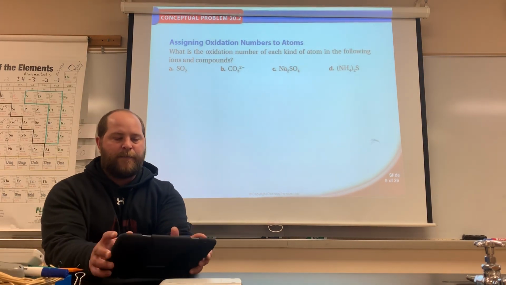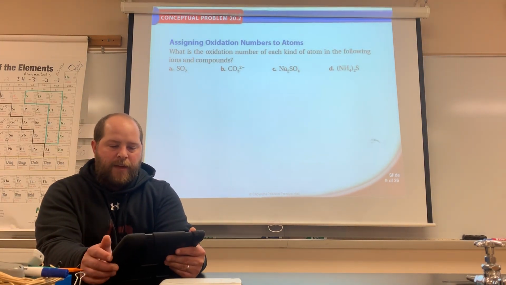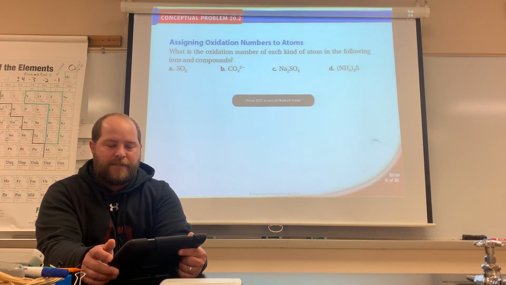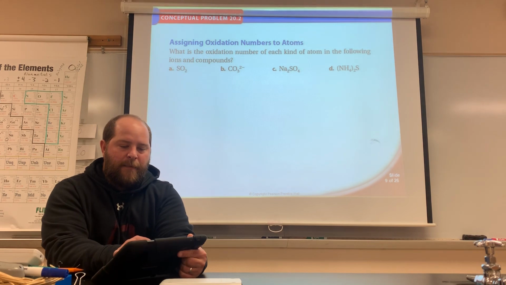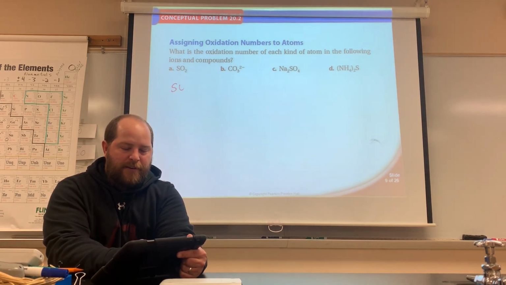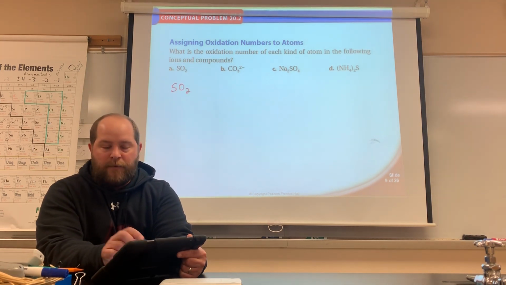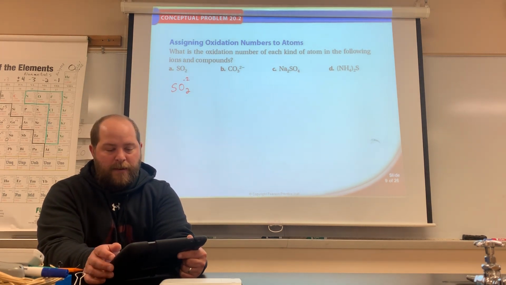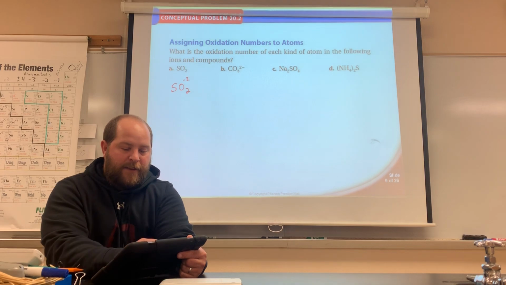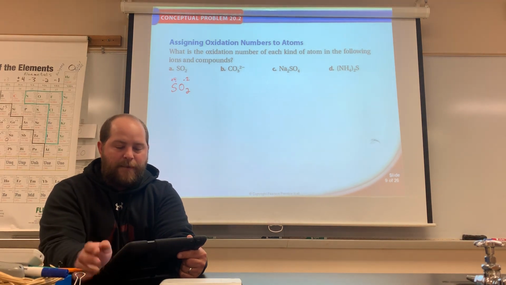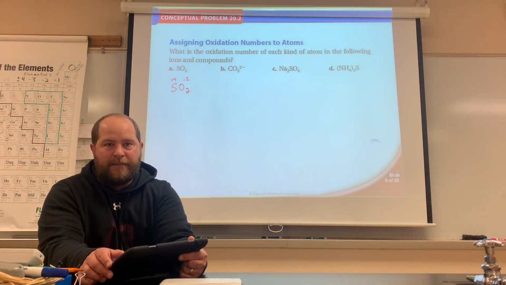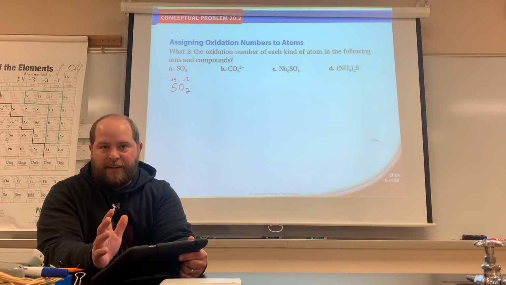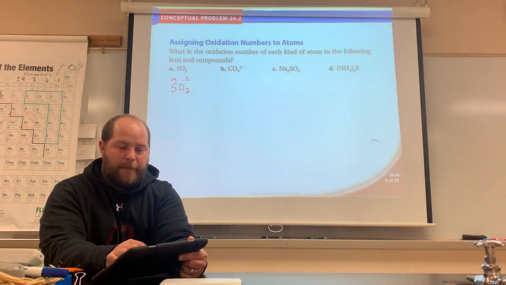Okay, let's practice a bunch of these. So we have: what is the oxidation number of each kind of atom in the following ions and compounds? I'm just going to write it down here so I have more room to work. One of the rules is oxygen is always going to have an oxidation number of -2. So then what must the sulfur be? That should be pretty easy to see: it is +4, because it has to add together to give you the 0 there.